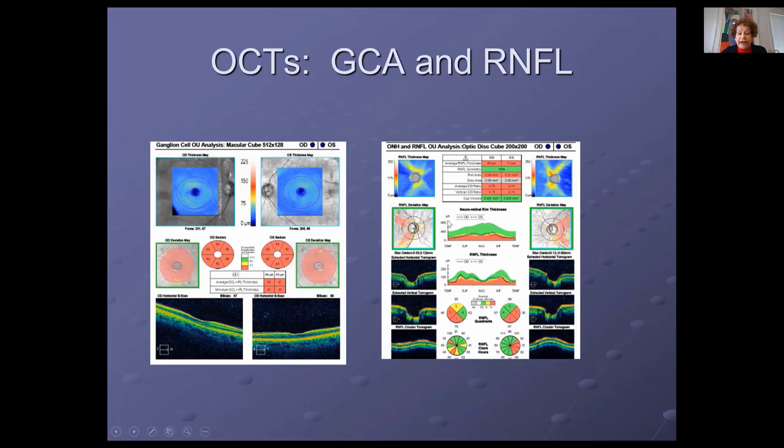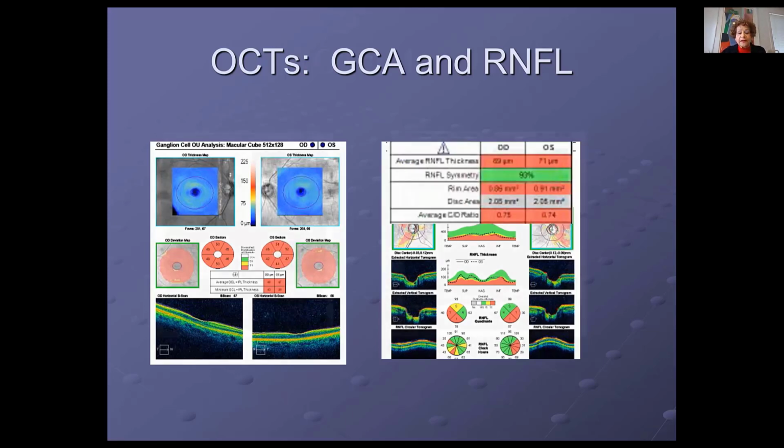If you look at the RNFL, it is also thinned, noted for thinning inferotemporally in both eyes, both in the quadrant analysis and in the clock sector analysis. And you can also appreciate it in the maps above here. So the OCT does look somewhat glaucomatous. His nerves look glaucomatous, except for the fact that he has temporal pallor. We don't see that typically in glaucoma.